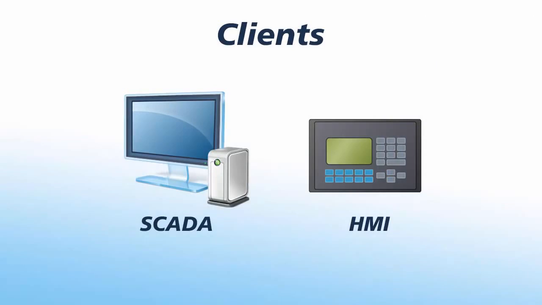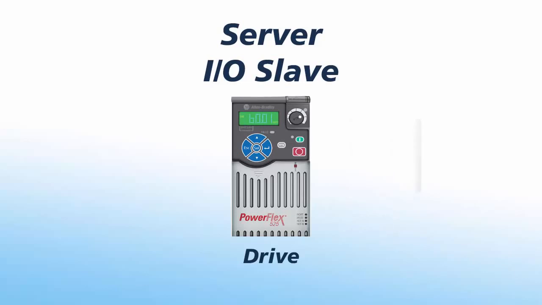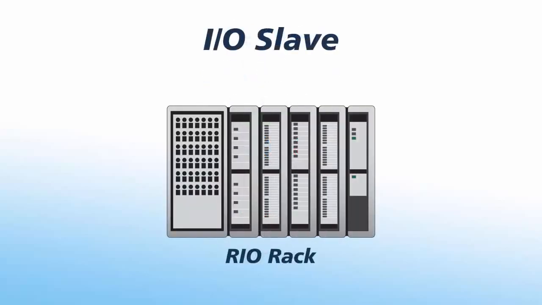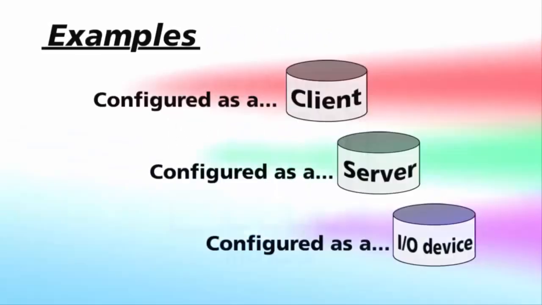SCADA hosts or HMI terminals, on the other hand, are almost always configured as a client. Other devices such as drives can act as a server or as an I/O message slave, whereas remote I/O racks primarily act as I/O messaging slaves but can act as servers depending on the protocol. To illustrate the dynamics of these different methods of Ethernet communication, we'll run through some examples of devices configured in each of the different methods we've just discussed and examine the benefits and other considerations of using those methods.